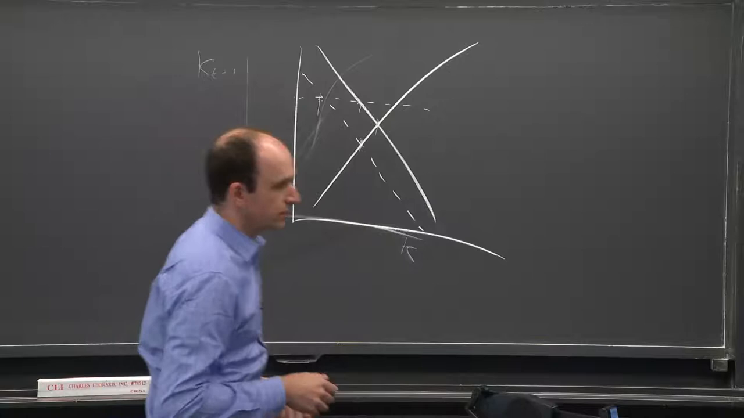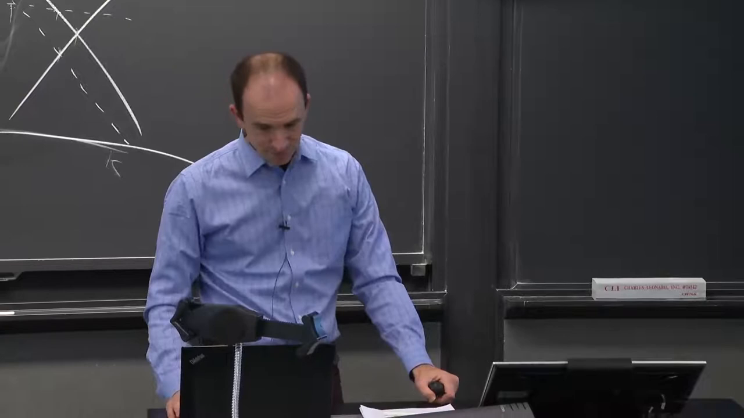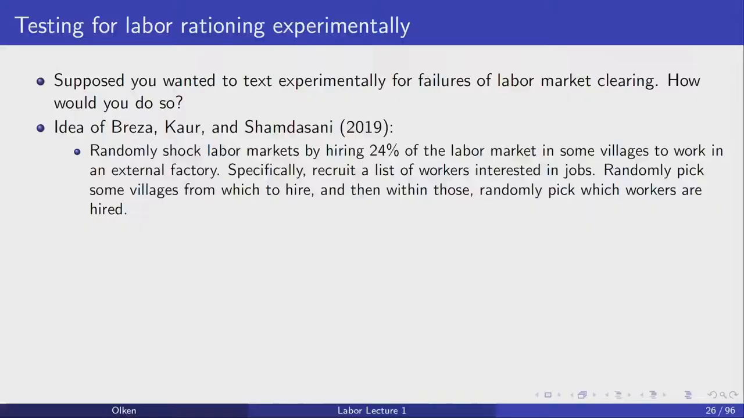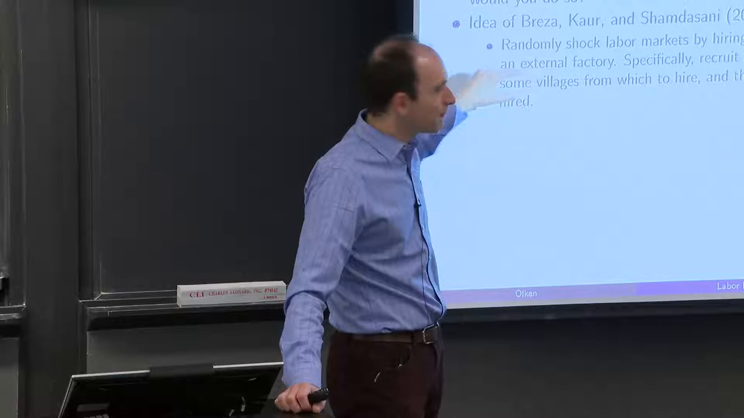So that's literally what they're going to do. They're going to work in village labor markets, and they're going to randomly hire 24% of the labor market in some village to go do some work in some factory, which I think, if I remember correctly, they were using for some other paper also. I think they needed a bunch of laborers to study some other thing. I'm not 100% sure of this, but I'm pretty sure this is right.